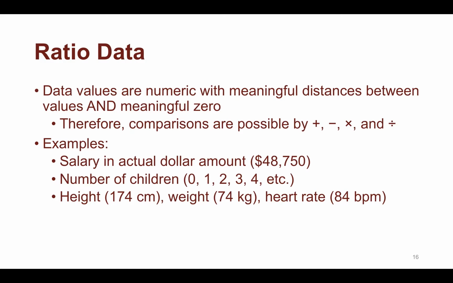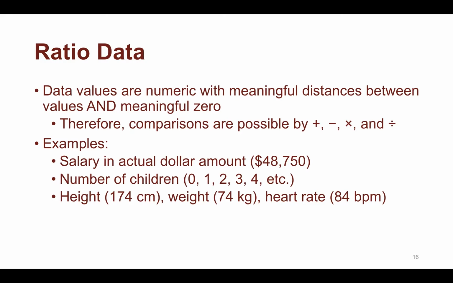The units of measure don't matter so much as, is there a meaningful zero? So, for example, I can have 0 children. I can have 2 children, and I have half as many children as someone who has 4 children. So that's the type of comparison I mean when I'm talking about multiplying and dividing. It does make sense to multiply and divide because 0 children makes sense.